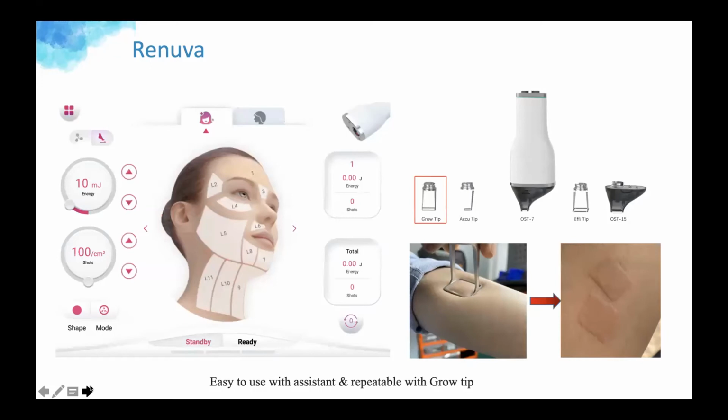So this laser is quite easy to use. I have assistants in the clinic, so they can do the treatment again and again. I put the parameters and they do the treatment by herself. I use generally the grow tip because it's repeatable easily. I use the same energy on the full face, but maybe less energy on the forehead and on the neck.